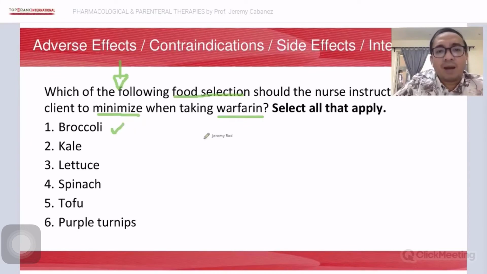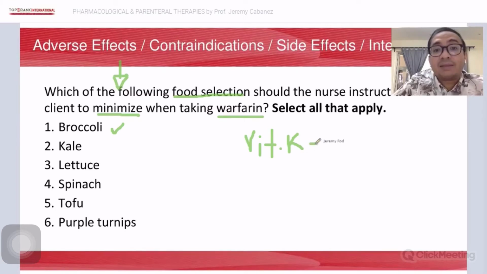Okay, bakit nga bawal ang mga vitamin K rich food? Bakit ililimit mo ang vitamin K? Kasi vitamin K is the antidote to warfarin toxicity. If you take a lot of vitamin K, it causes an antagonistic effect. It antagonizes the effect of the medication. So, hindi mangyayari yung tinatawag nating blood thinning effect. The blood thinning effect will be impaired, and therefore the client would be at risk for what? For further clotting. So definitely, vitamin K rich food should be limited, such as your broccoli.